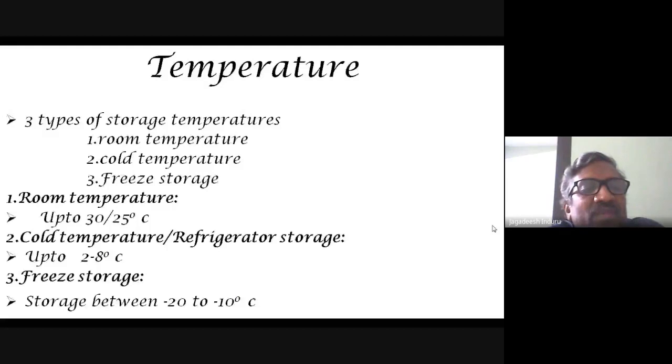So room temperature is up to 30 to 25, the cold temperature or refrigerator storage is 2 to 8 degrees, and the freezer storage is -20 to -10. So -20 degrees to -10 is the freezer. It is present in the freezer, and we have further storage conditions. This is actually what exists in our pharmacy stores in India.